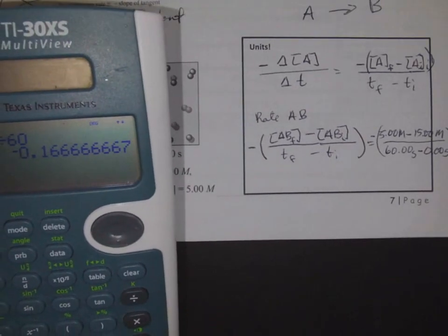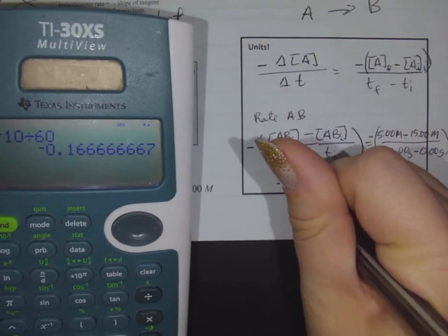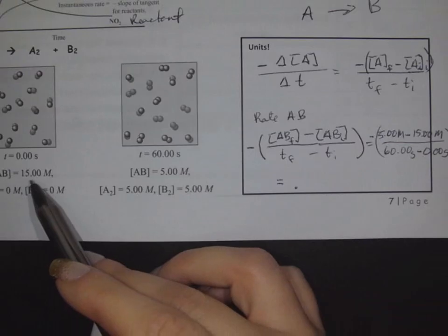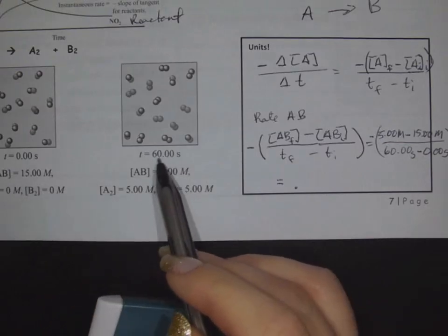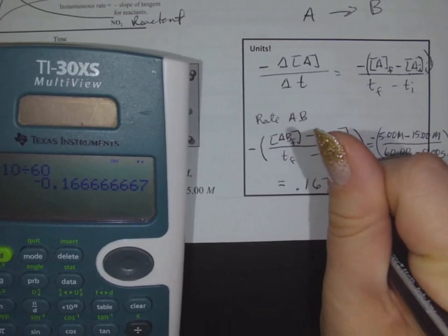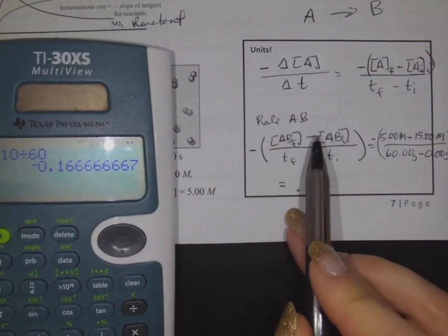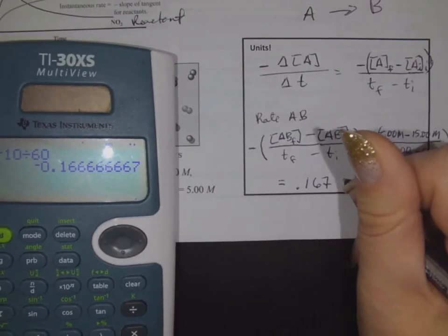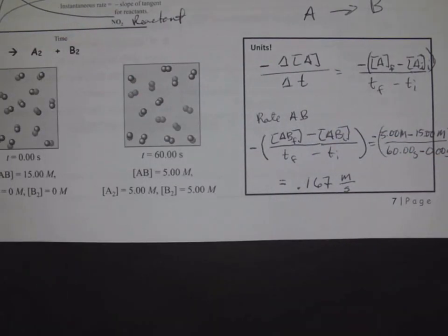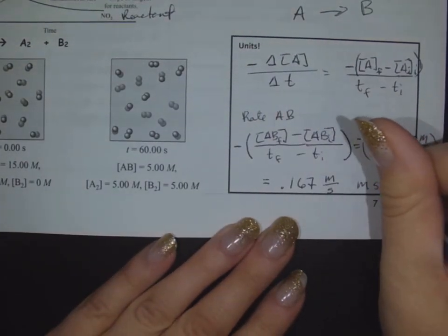So the rate of disappearance for AB is equal to, let's go with 3 sig figs, 0.167. But what's my units? Concentration divided by time. Molarity per second, or molarity second to the minus 1.